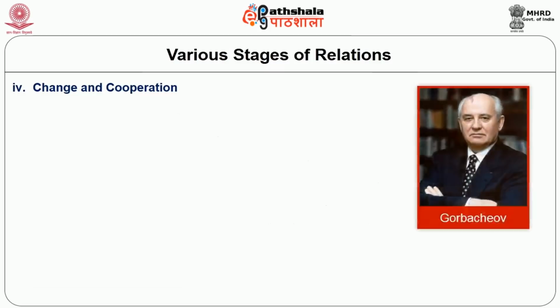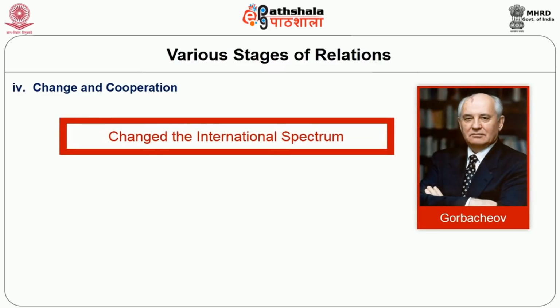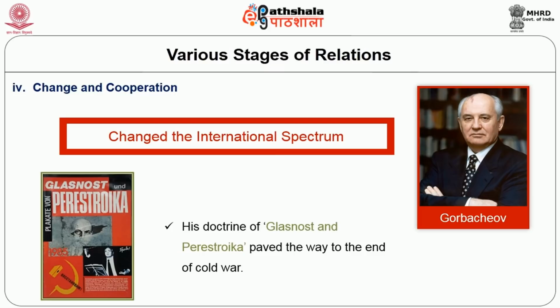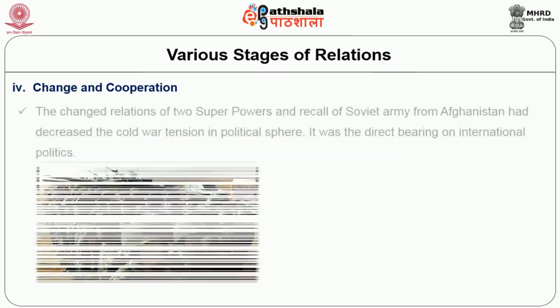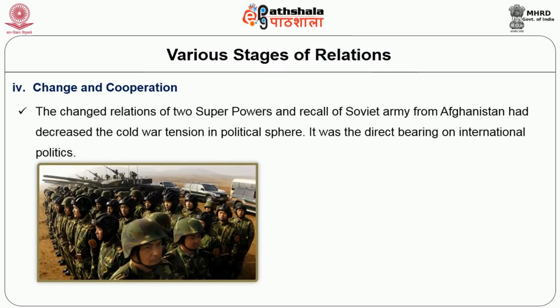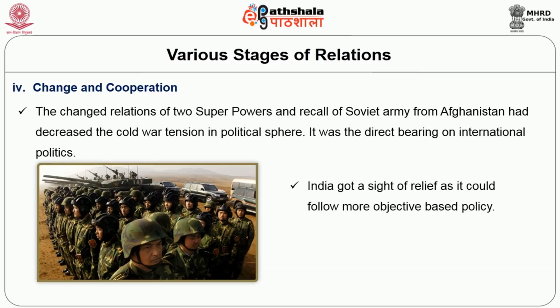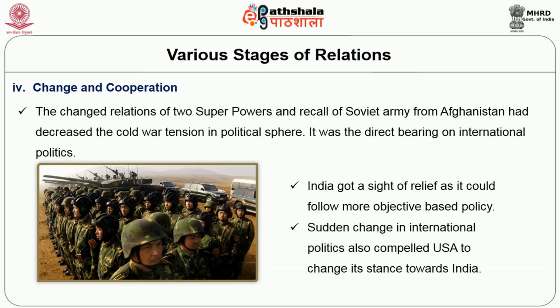The emergence of Gorbachev had changed the international spectrum. His doctrine of glasnost and perestroika paved the way to the end of the Cold War. The changed relations of the two superpowers and the recall of the Soviet army from Afghanistan had decreased Cold War tension in the political sphere. It had a direct bearing on international politics. India got a sigh of relief as it could follow a more objective-based policy. Sudden change in international politics also compelled the USA to change its stance towards India.